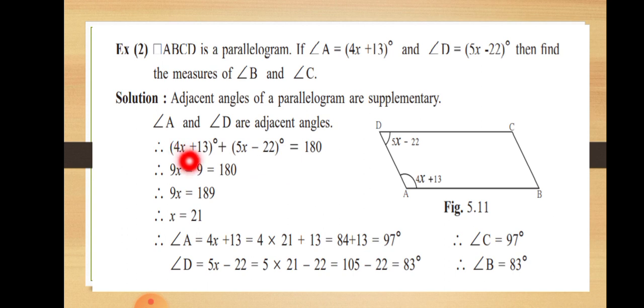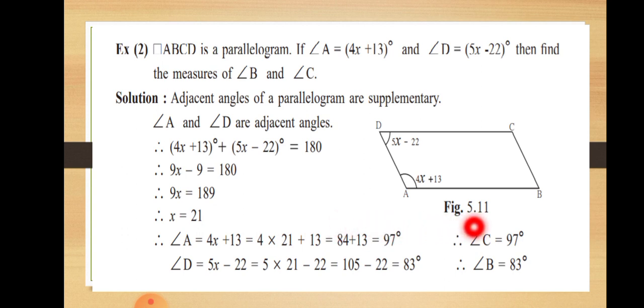Now when we collect the like terms, we get 9x minus 9 equals 180 degrees. Therefore 9x equals 189. When we solve this, we get the value of x equals 21. And when we put this value in 4x plus 13, 4 into 21 plus 13, that is 84 plus 13, equals 97 degrees.